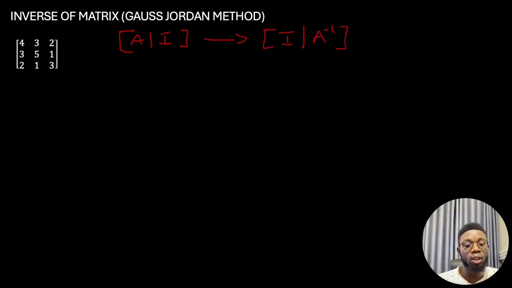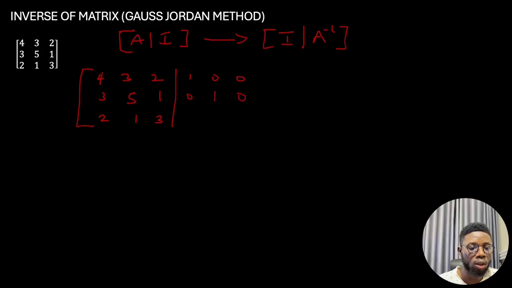And how do we achieve this? It's just by performing elementary row operations. We transform the matrix from here to here. So assume our matrix here is A. We can write it as 4, 3, 2; 3, 5, 1; then 2, 1, and 3. So I would augment that with 1, 0, 0, 0, 1, 0, 0, 0, 1.